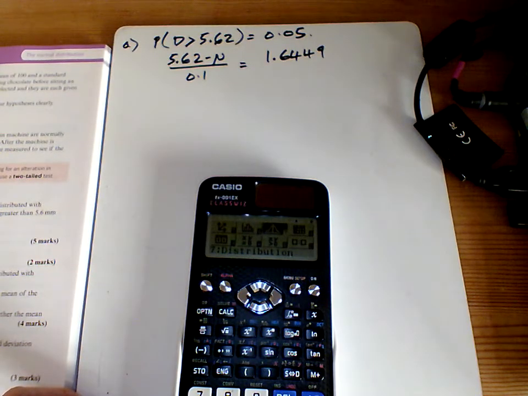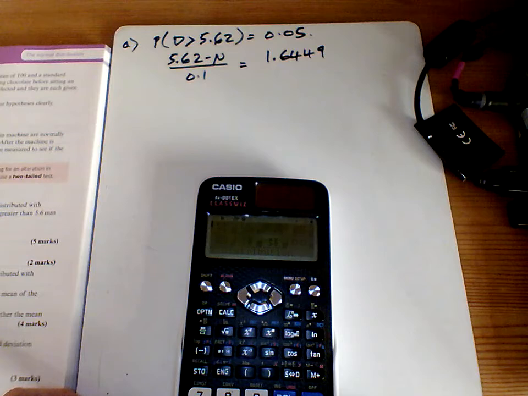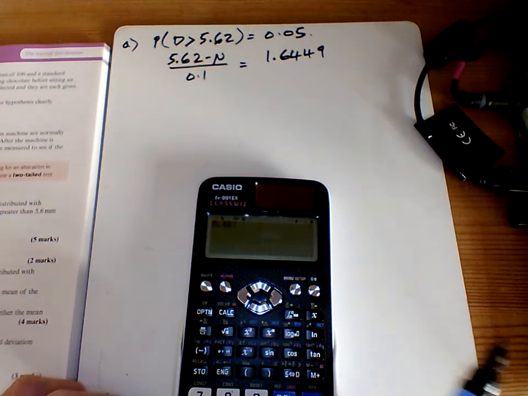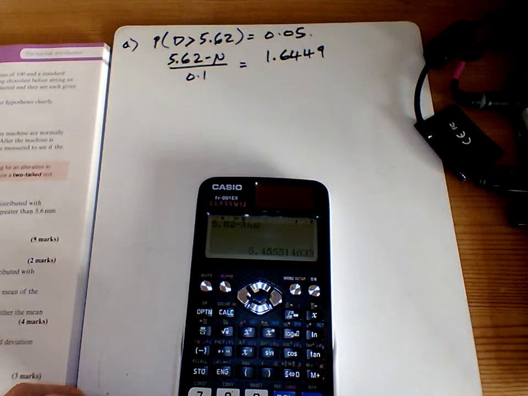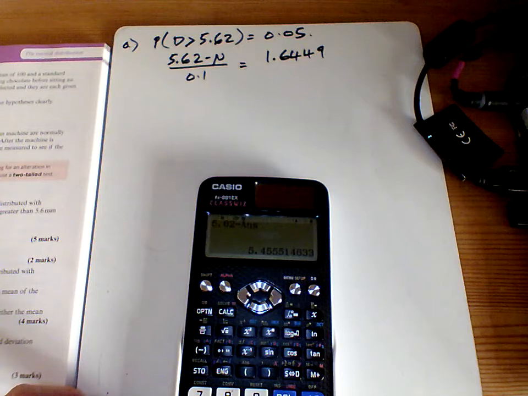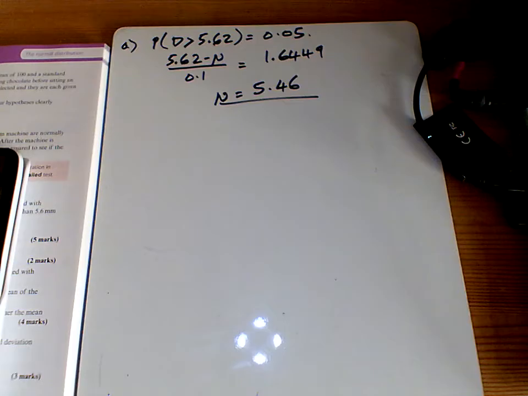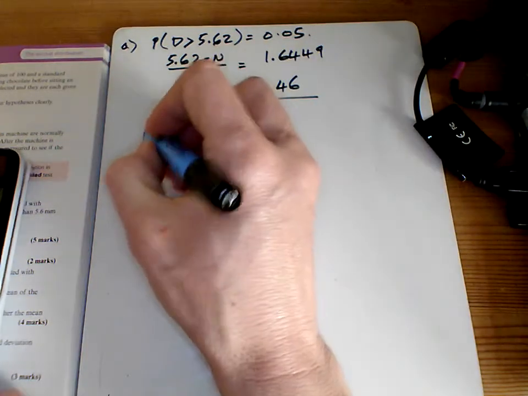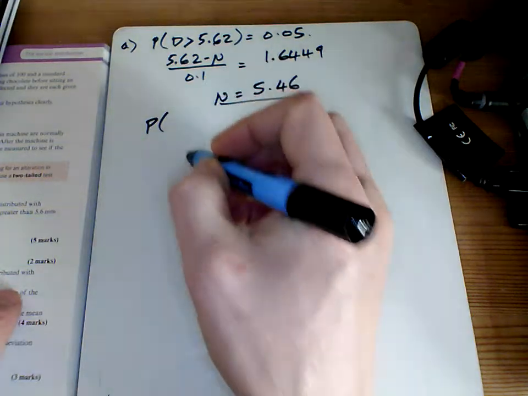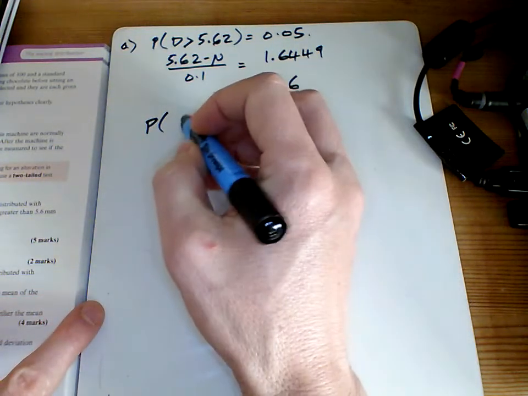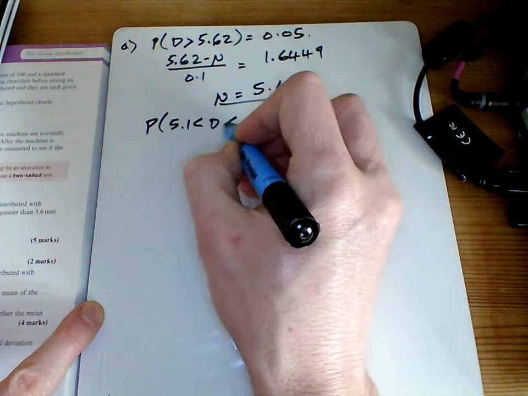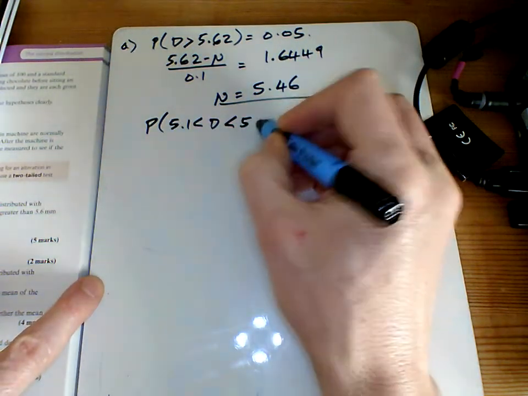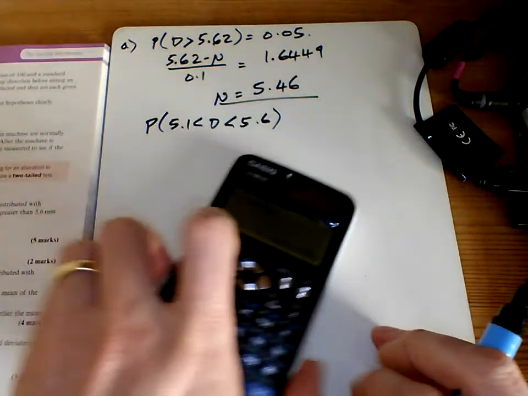So just now rearranging that, answer times by 0.1 equals 5.62 minus the mean, which gives the mean of 5.46. So we can now use that mean to find out the probability that it can be sold. So it can be sold so long as the diameter is between 5.1 and 5.6.